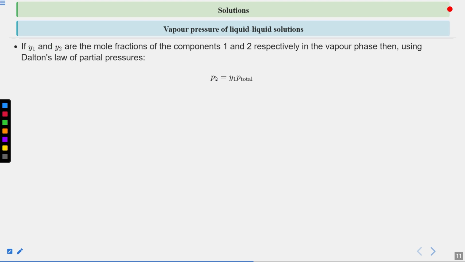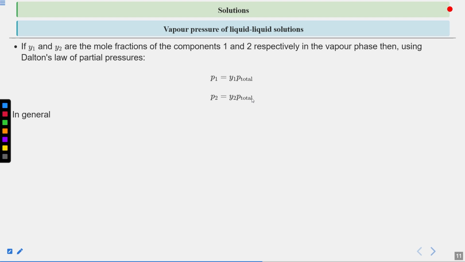we can say that P1 equals Y1 P total, where Y1 is the mole fraction in the gaseous phase, and P total is the total pressure that we were discussing earlier, and P1 is the same partial pressure due to component 1. Only the new term introduced here is Y1. Now a similar thing can be said for the second component. So P2 will be equal to Y2 P total.